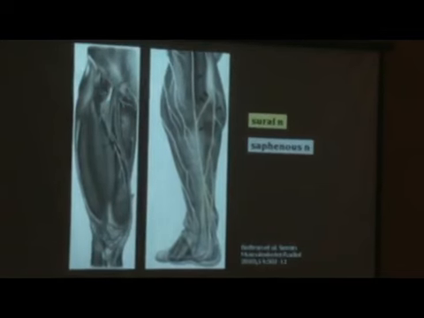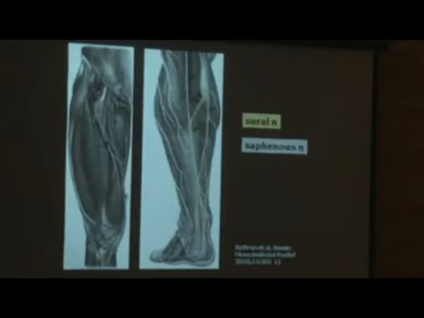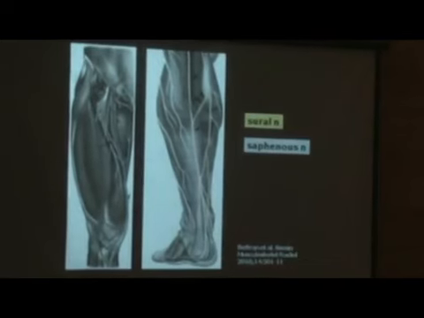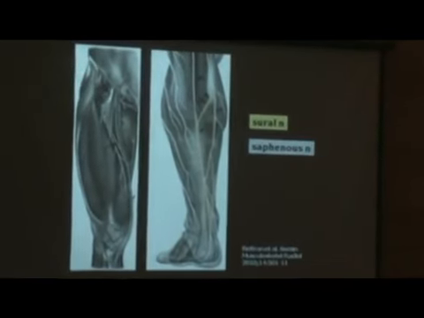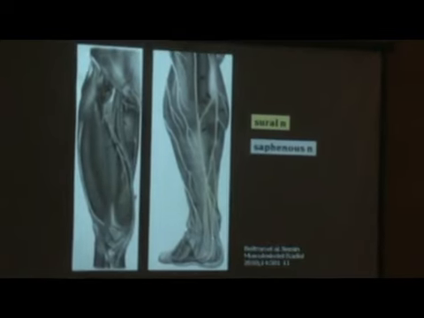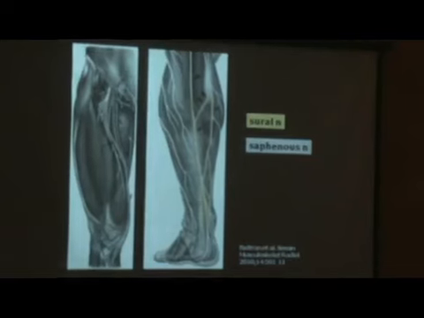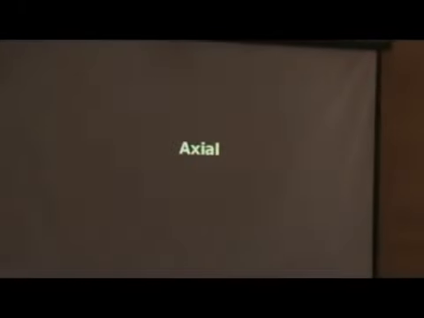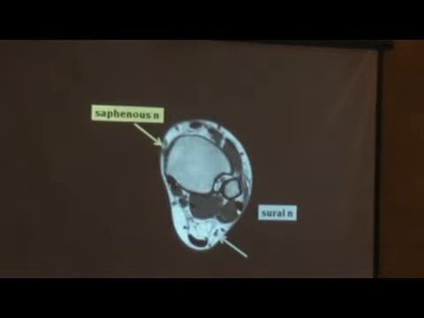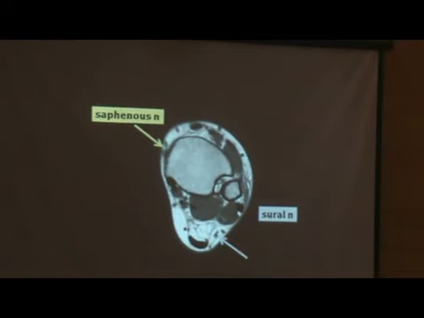So here it's representing the very complex course of the sural nerve in the posterior and lateral aspect of the leg and the ankle. And in blue, you can see the course of the saphenous nerve. It basically follows the course of the greater saphenous vein. So axial, again, this is very difficult to be sure which one is the sural nerve. If it's a small vessel or a nerve, it's very difficult.